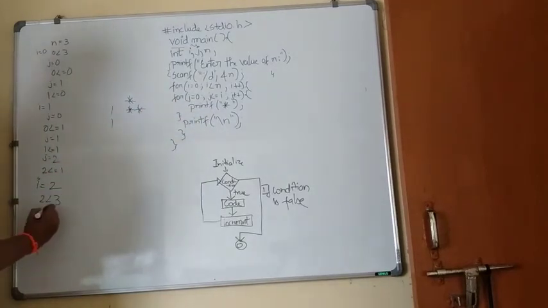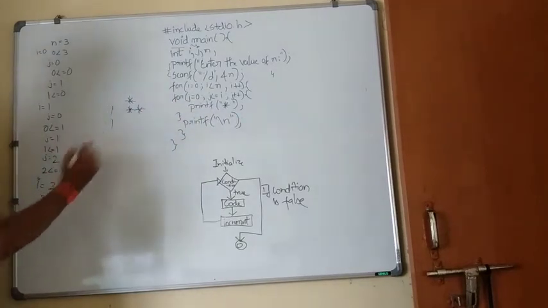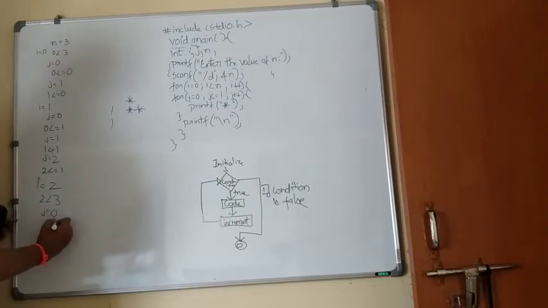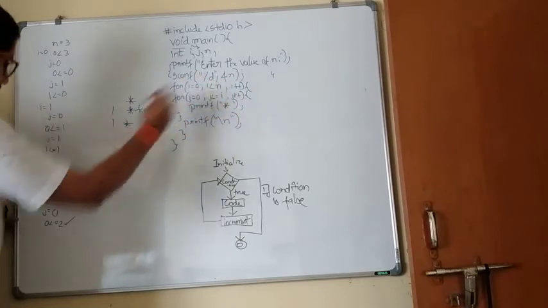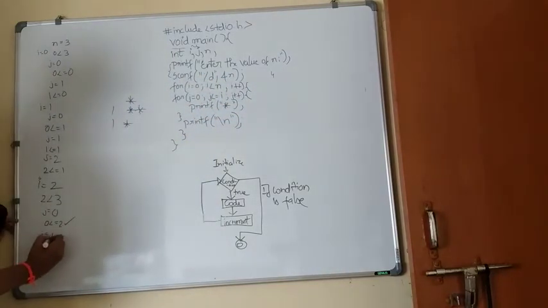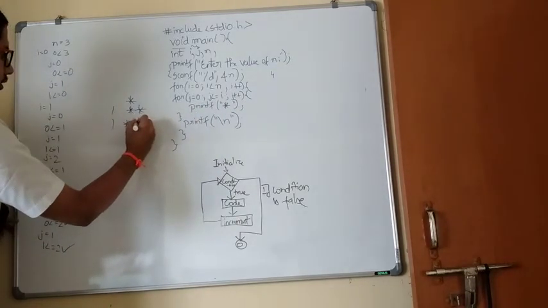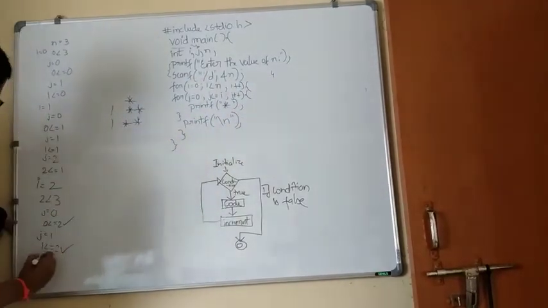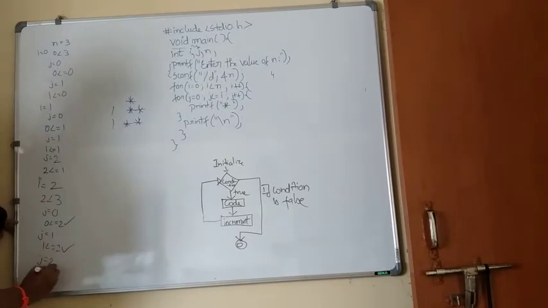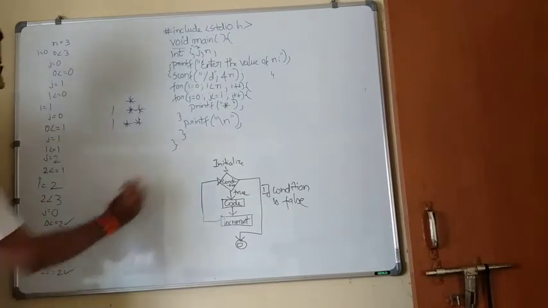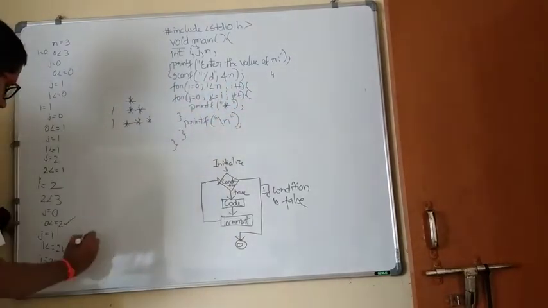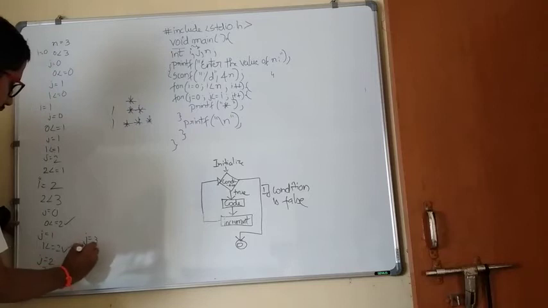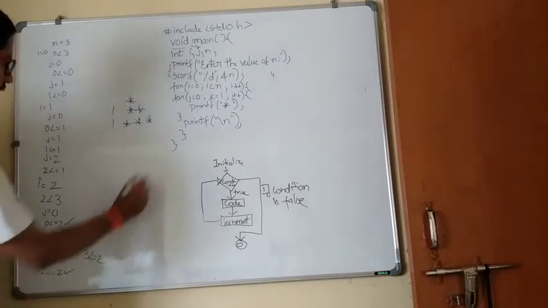The inside for loop is entered. j is equal to 0. The condition is checked: 0 less than or equal to 2. Yes, this is true, so a star is printed, right? Then again j is incremented. Now j becomes 1. Is 1 less than or equal to 2? Yes, so one more star is printed. Then j++, j is equal to 2. Is 2 less than or equal to 2? Yes, so one more star is printed. Then j is incremented, and now j becomes 3. Is 3 less than or equal to 2? No, this condition fails, so it comes out.